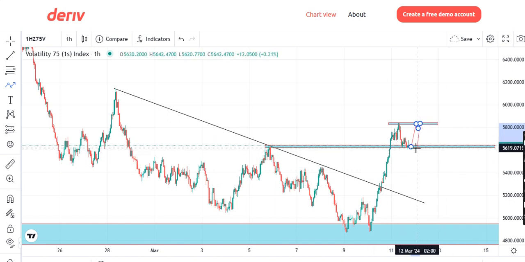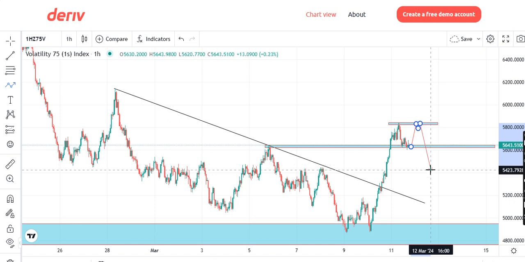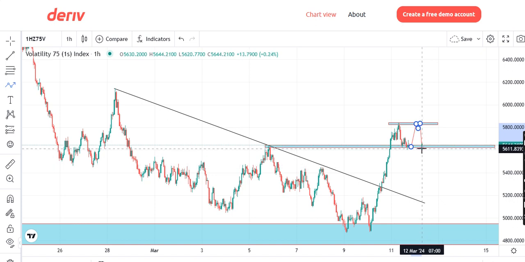So this level right here is going to be our neckline, and we're going to go all the way down to break this level right here. You understand what I mean? So it will be advisable to enter your trade at the break of this level right here. You understand what I mean? So as long as we can get that nice double top formation that we expect right here, then we can expect the market to come to this level right here, go back to retest, and then go all the way down to this level right here.